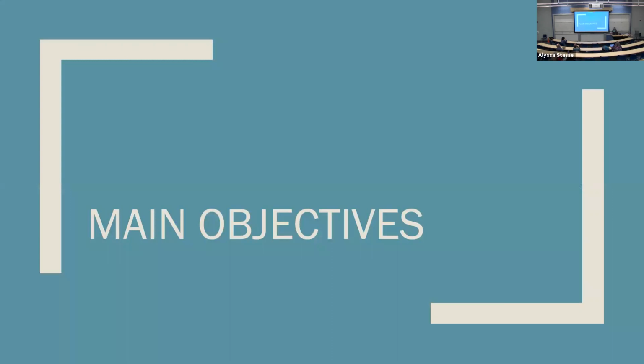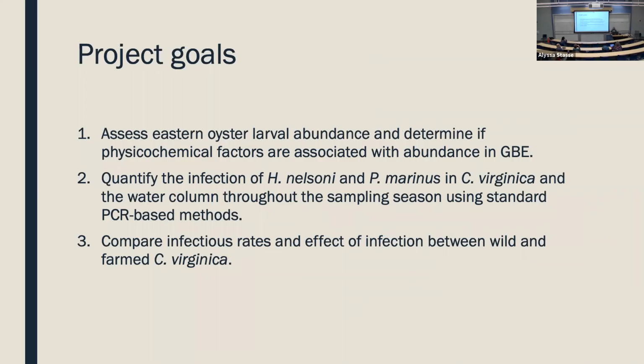I'm now going to talk about my project goals. So the first one that I wanted to look at was the reproductive output of eastern oysters in Great Bay by assessing the larval abundance and determining if physicochemical factors are associated with the abundance in Great Bay. Then I wanted to focus more on the disease, because there's a million different things that we can contribute to oyster population decline, but I wanted to just look at the disease.